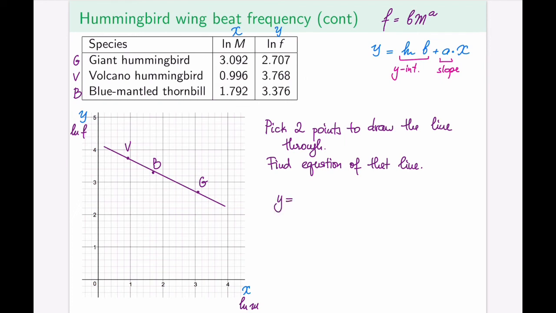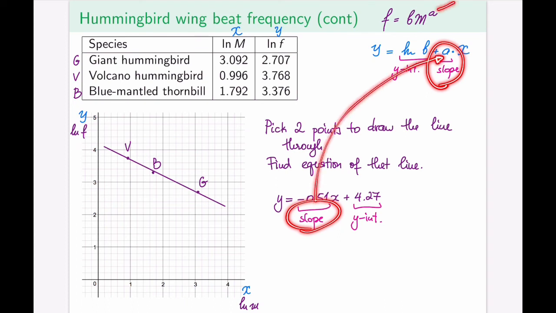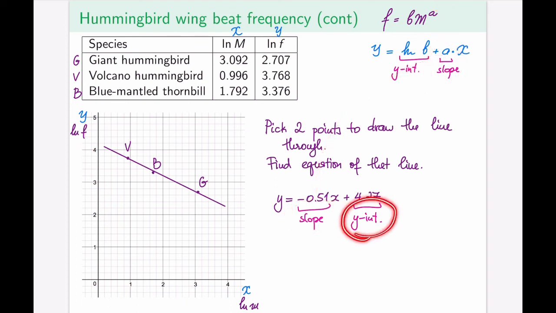I end up with the equation of the line that has the slope minus 0.51 and the y-intercept 4.27. Now, it's actually easier if I label these once again. So this is my slope and this is my y-intercept. And the reason that this is easier is because I can now see that the slope corresponds to the value a of my original exponent, and the y-intercept corresponds to the logarithm of b, my original factor multiple in front of the whole thing. So now I can isolate those separately and solve for a and b.